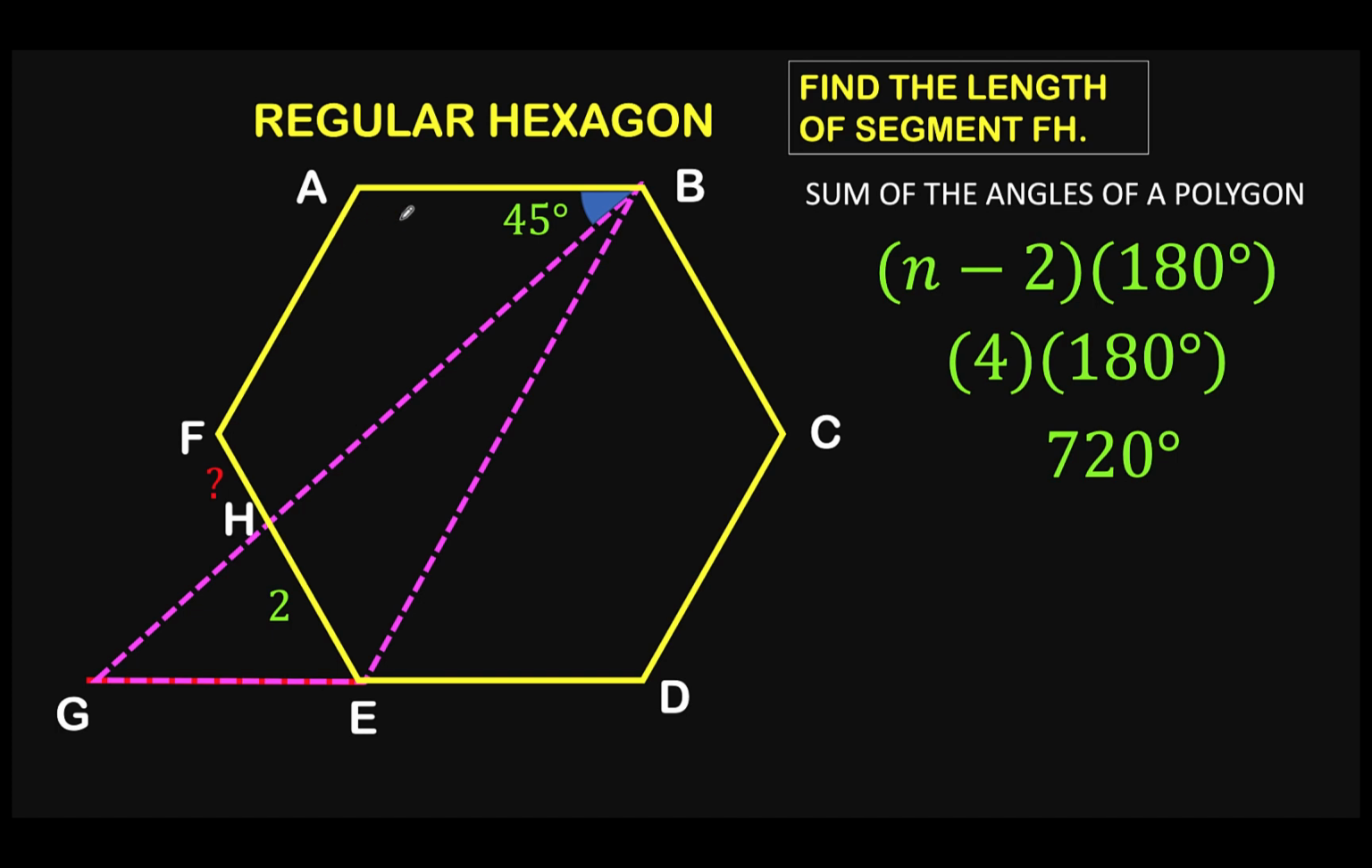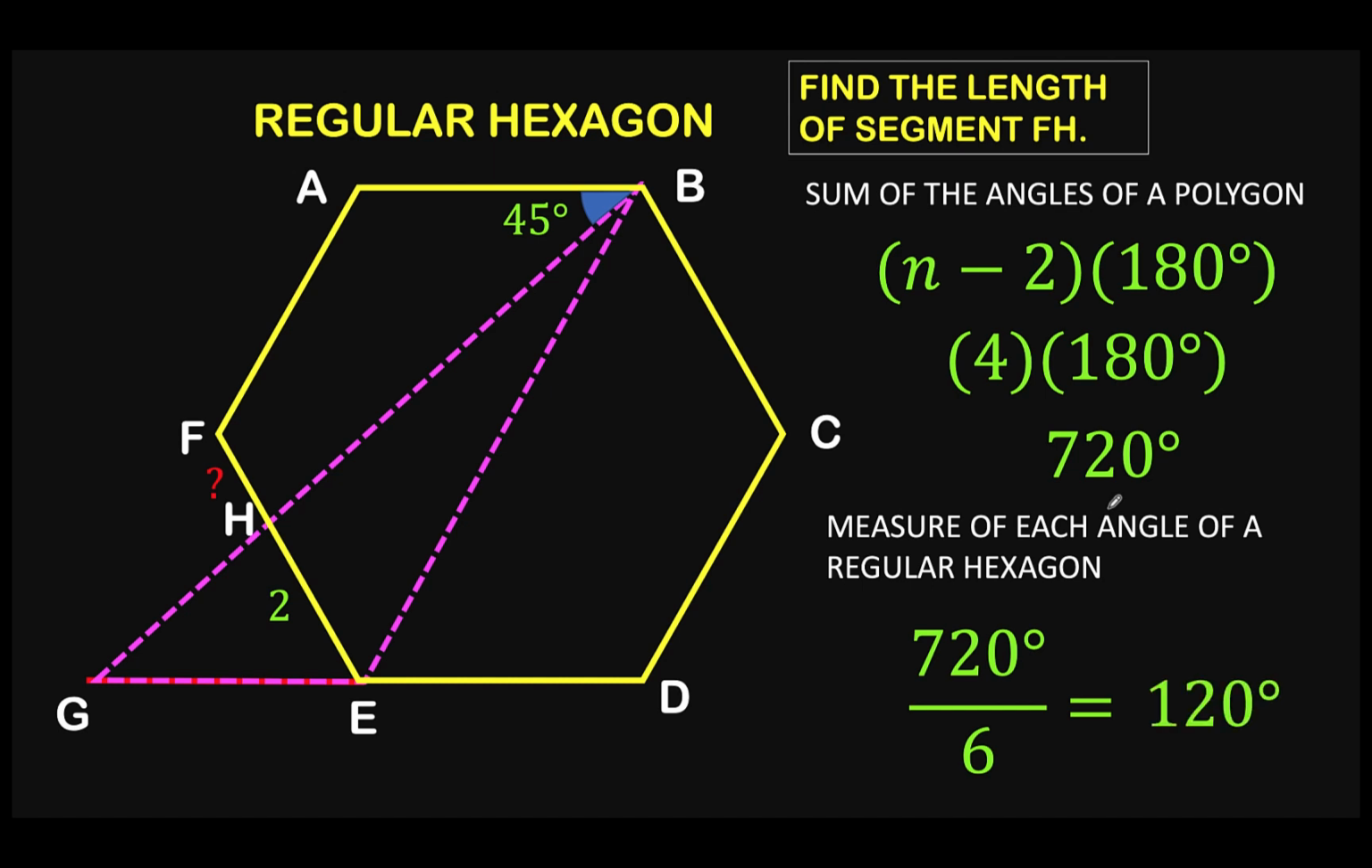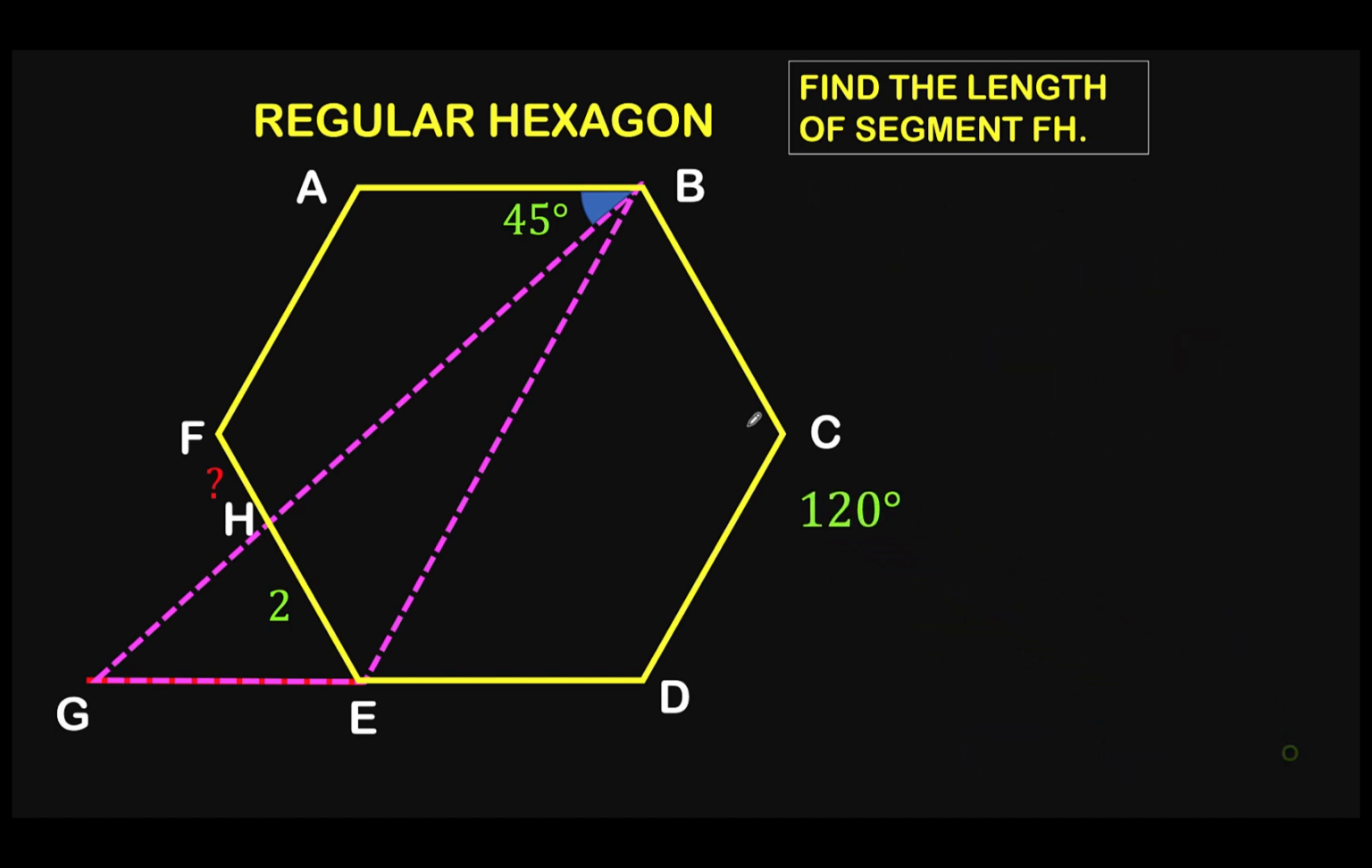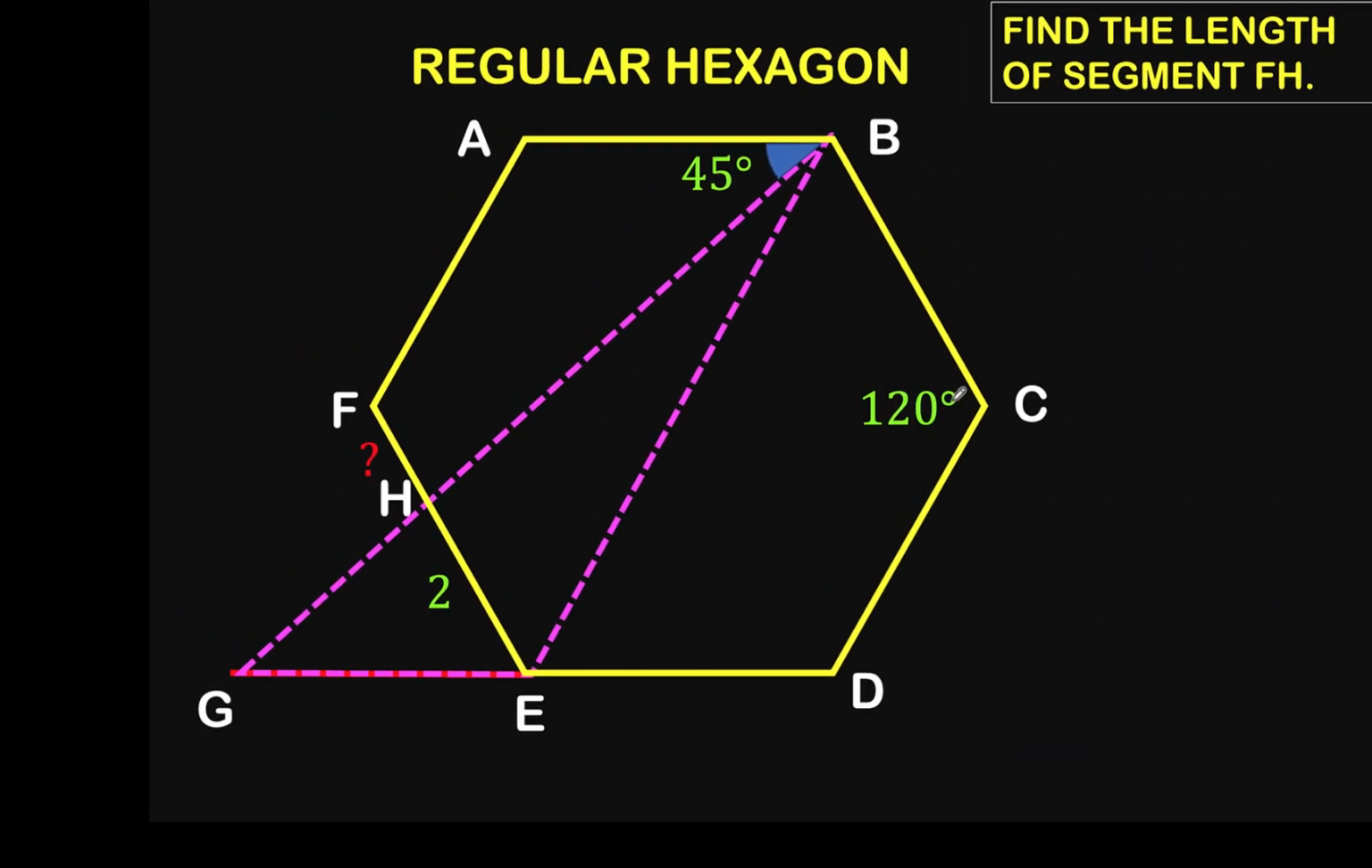Now, since all the angles of a hexagon are equal, we can find the measure of each angle by dividing this 720 by 6 to get 120 degrees for the measure of each of the interior angles of our polygon. So it's 120 degrees here, 120 degrees here, and all the other vertex angles. Also, since our polygon is regular, that means all the sides are equal.